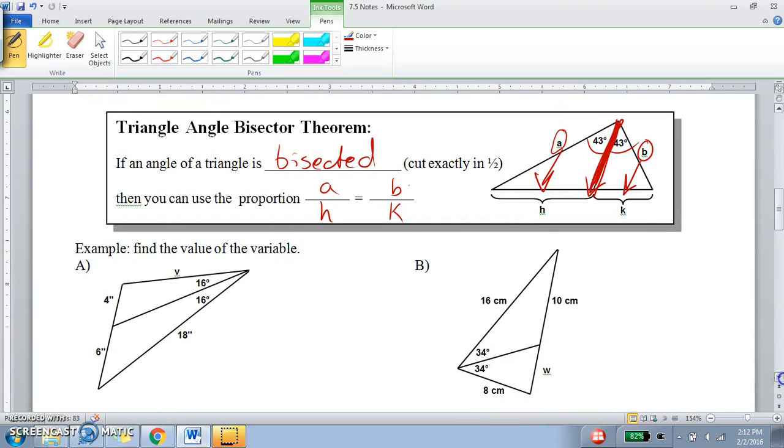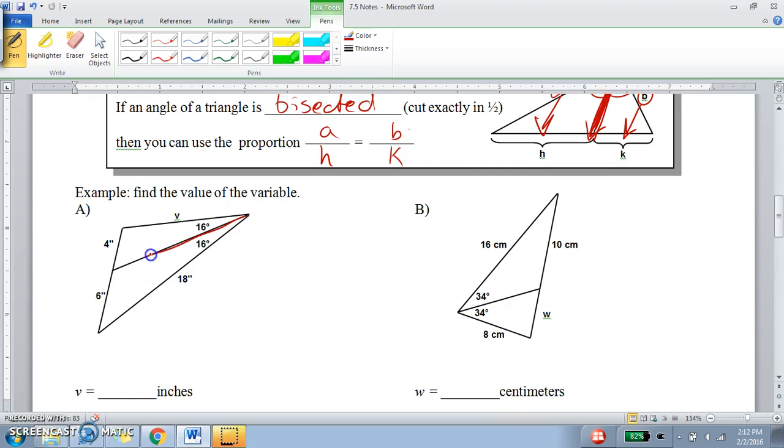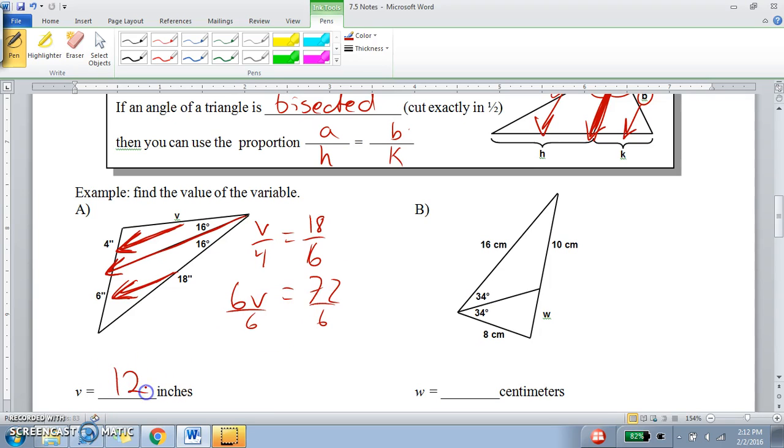So using that here, this is the angle that's bisected. So we're going to compare this and this, this and this. V over 4 would be the same thing as 18 over 6. Remember to go in the same direction for both ones. So draw in the arrows, sometimes that helps. So draw in the bisector and then an arrow from one side to another. Cross multiply this and we would get 72 here. When we divide that, we get that V is 12.